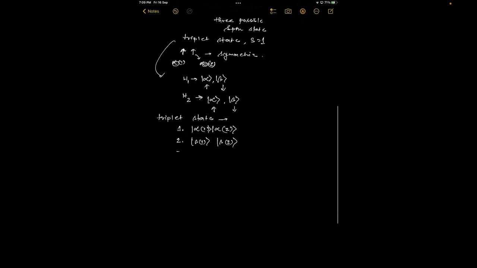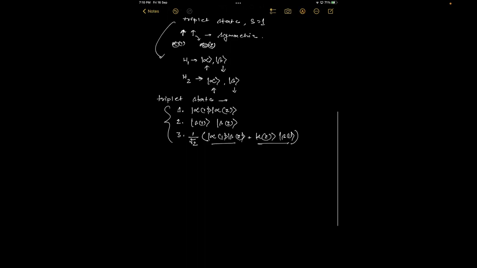Now the third state will be H1. This is a linear superposition of two states. So the wave function will be 1 upon root 2, H1 having spin alpha, H2 having spin beta, plus H2 having spin alpha times H1 having spin beta. So this is a linear superposition of these two states. So these are three possible triplet states.